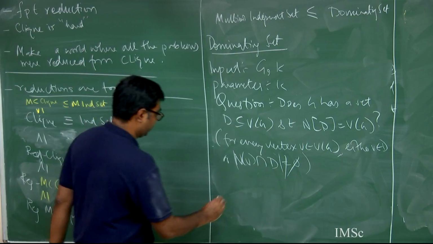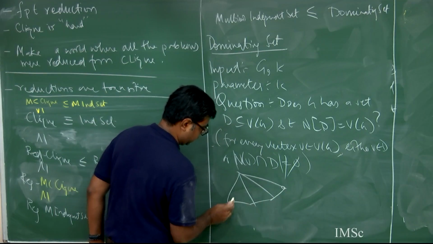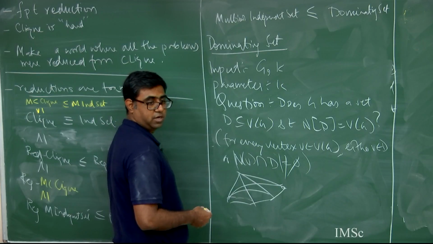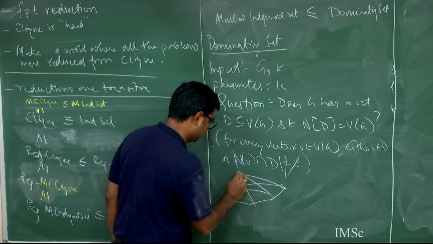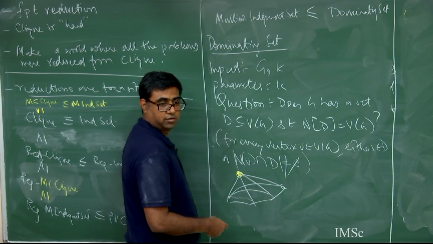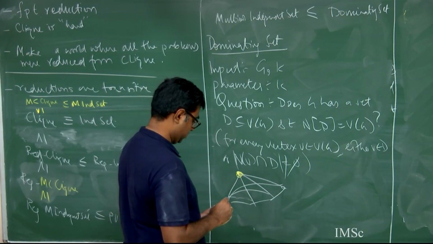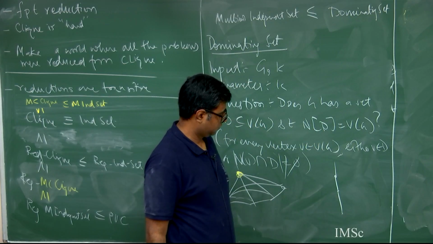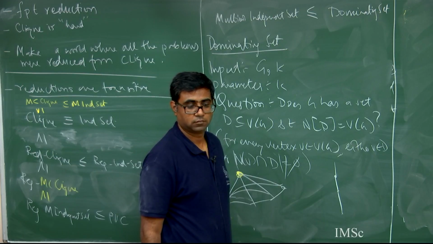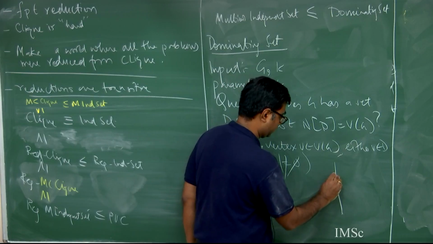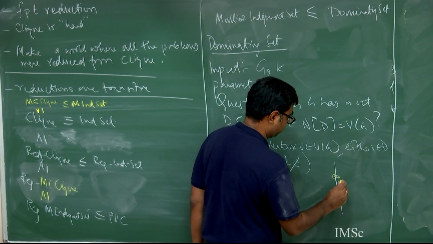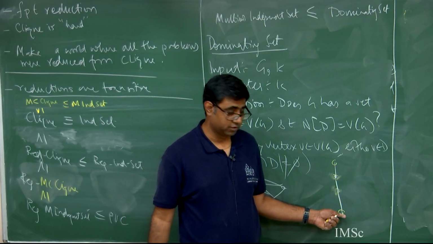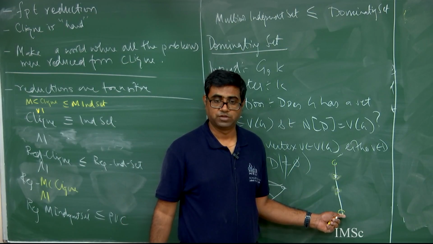For example, if I drew this graph, what is the dominating set here? Can you give me a dominating set? Yeah, look at any vertex, it has a neighbor here, right? So it is a dominating set of size 1. What about here? This is also a dominating set. I could have also taken this as a dominating set, right? This is also fine. But notice this is not a vertex cover, right? So these are different objects.